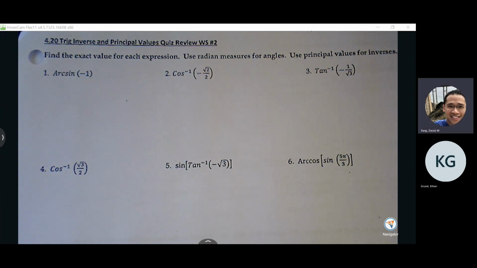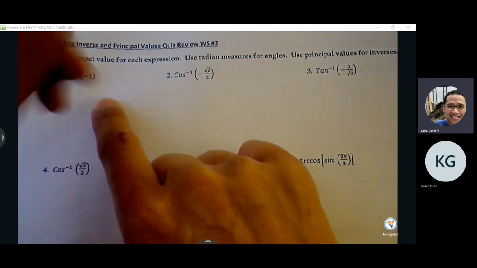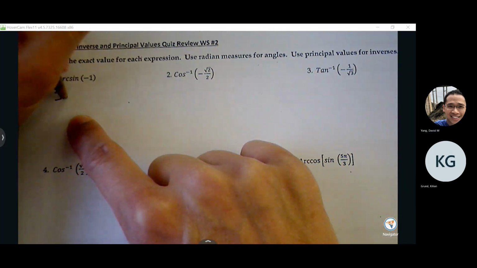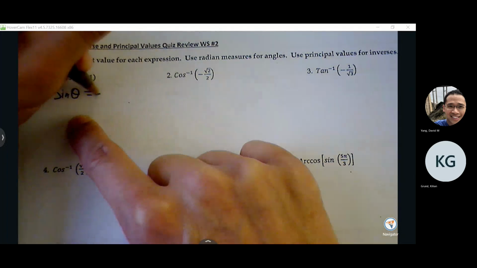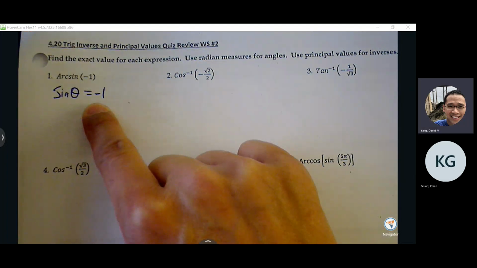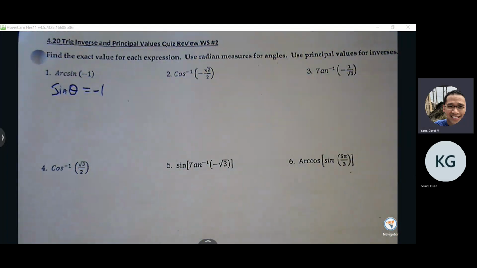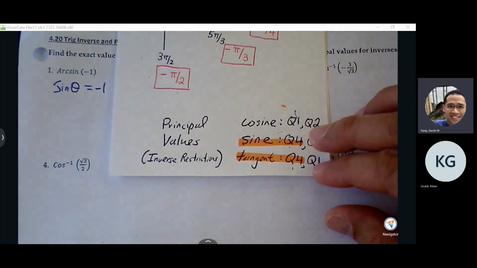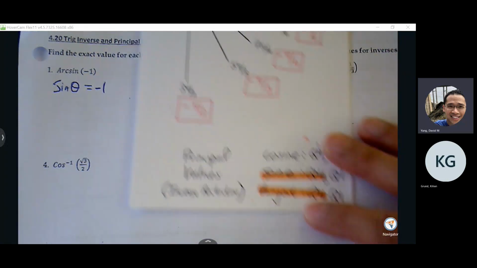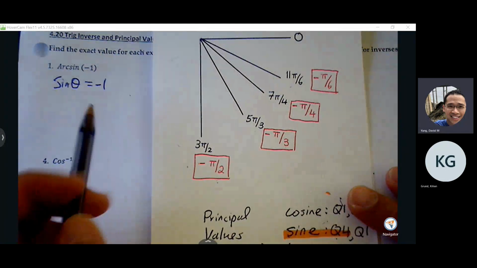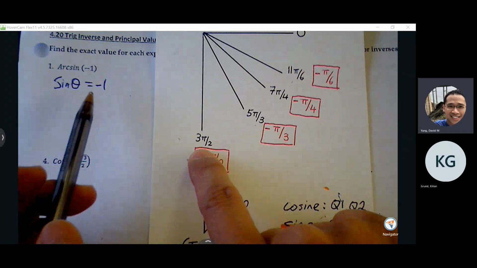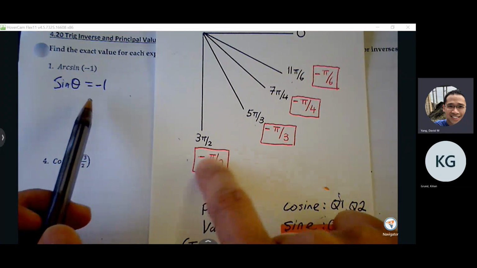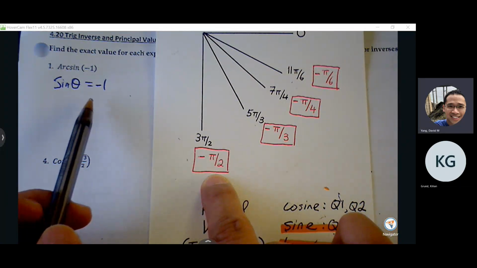Okay, starting with number 1, principal values, arc sine of -1. We know sine is going to be negative in the fourth quadrant. Principal values, sine and tangent has special locations. So normally we would say sine is -1 at 3π/2. But in this case, with principal values, we have to make the adjustment and say -π/2.